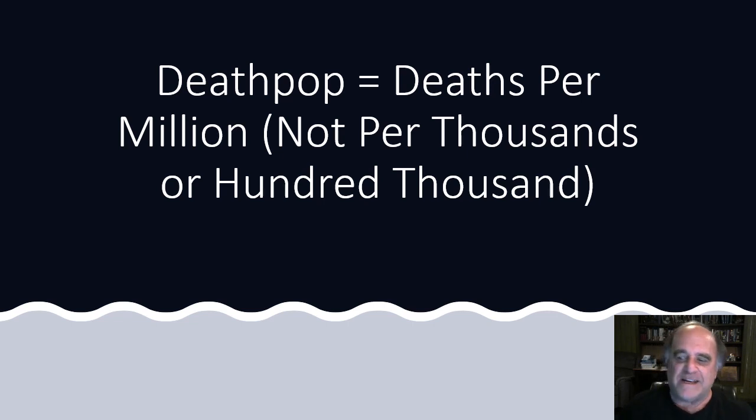So all it does is put anything off by a factor of 10, really. It doesn't affect the interpretation of any of the analyses, but it does put things off by a factor of 10, and I apologize for that. But instead of changing all the slides, I'm just letting you know that whenever it says death pop, that's deaths per million, not per thousands or hundred thousands. And I thank you for your understanding with this issue.